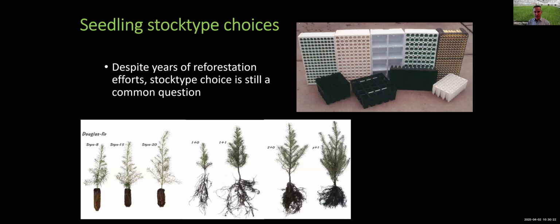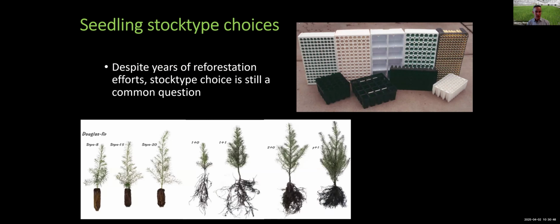I started getting involved in analyzing different stock types a long time ago. And even a long time ago, there were a lot of choices out there. We used to have a display here at the nursery close by to me at the University of Idaho, and it was a full wall of all these different container types that seedlings could be grown in. And that was then. And now we have even companies that are still designing new container types to produce seedlings in.